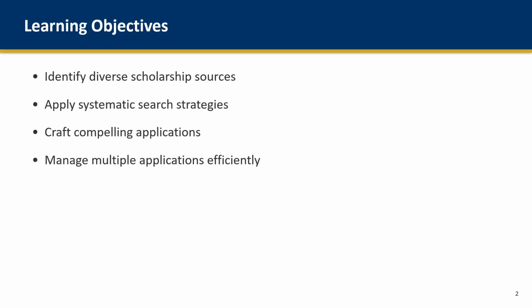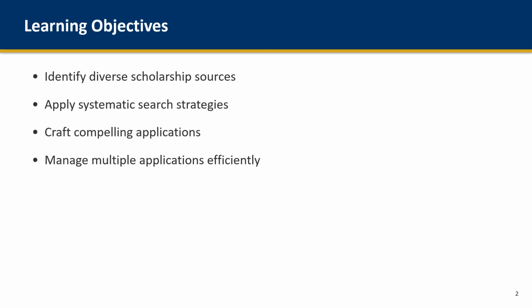First, you'll identify diverse scholarship sources beyond what your university offers directly. Thousands of organizations award scholarships, and most students only tap a fraction of available opportunities. Second, you'll apply systematic search strategies to discover relevant opportunities. Random browsing isn't effective. Structured approaches surface more opportunities with less wasted effort.